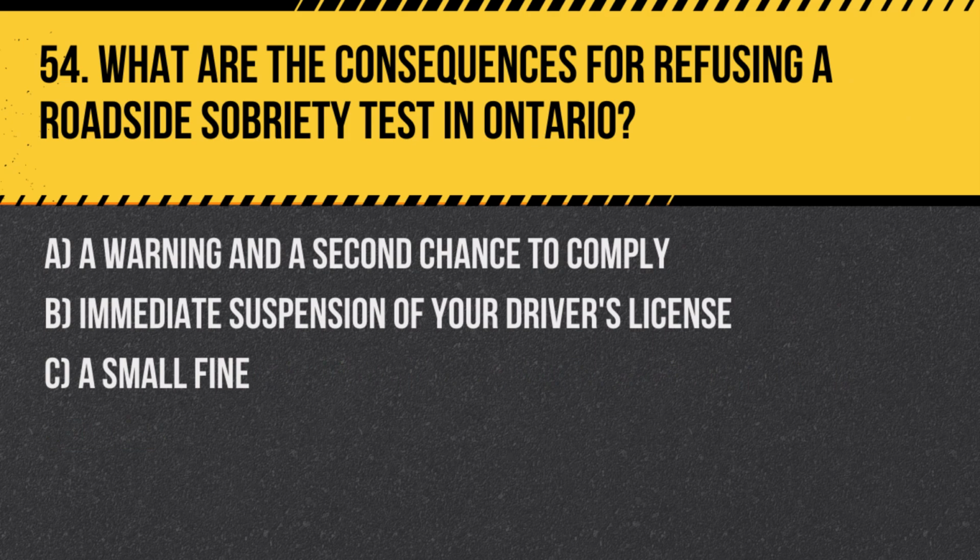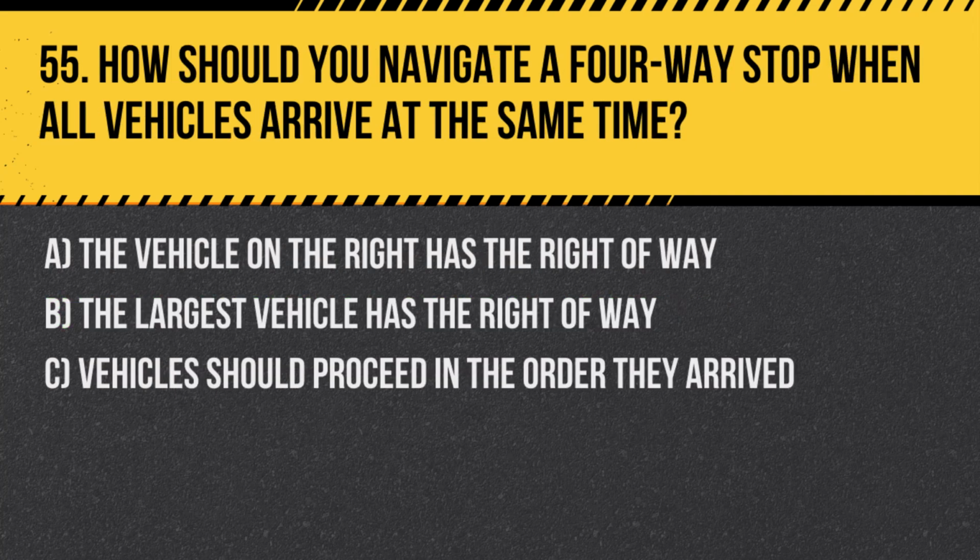Question 54. What are the consequences for refusing a roadside sobriety test in Ontario? A. A warning and a second chance to comply. B. Immediate suspension of your driver's license. C. A small fine. Answer. B. Immediate suspension of your driver's license. Refusing a roadside sobriety test in Ontario can lead to an immediate suspension of your driver's license, reflecting the seriousness of the offense.